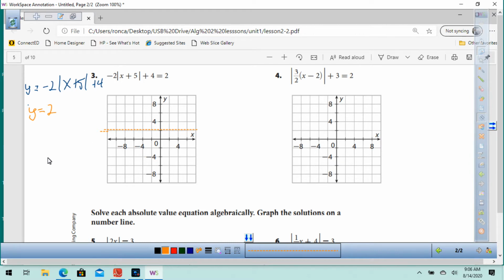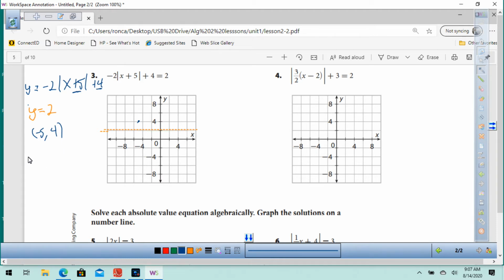And then we want to draw our other line. We know our vertex is going to be -5, 4. There's the -5, and there's the 4. So -5, 4 is going to be right there. Now, we notice that A is -2, so it is going to be pointing down. Okay? And let's try -8 here.